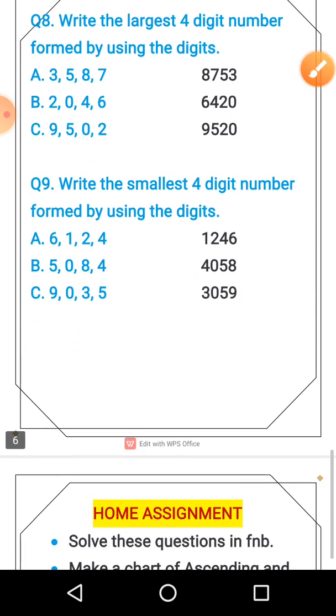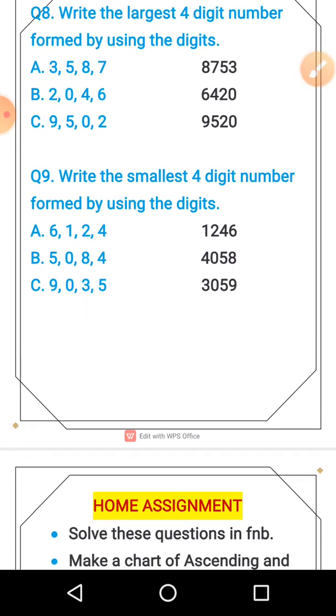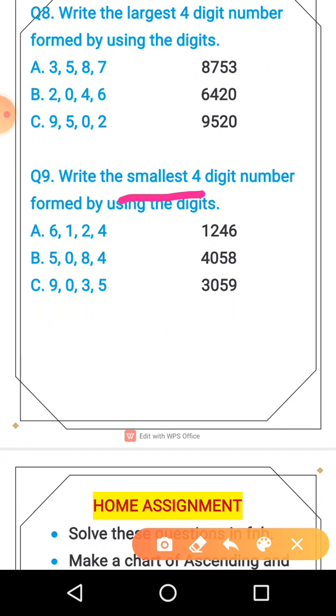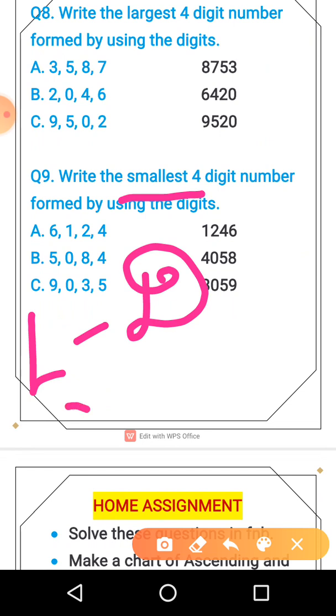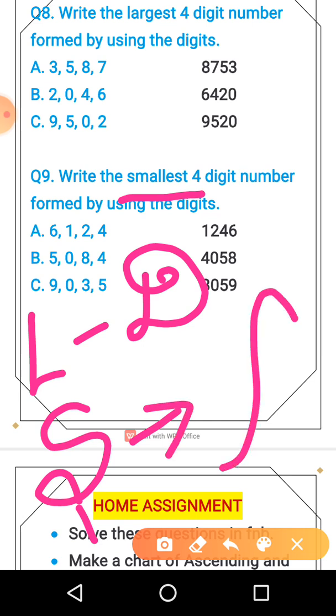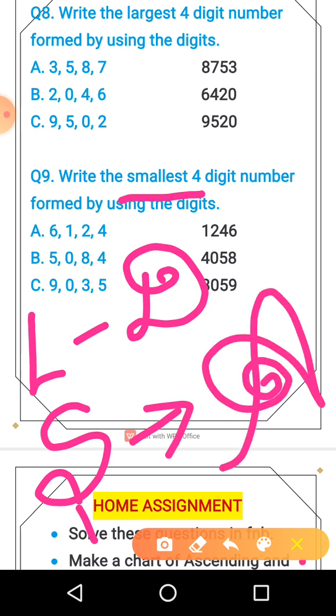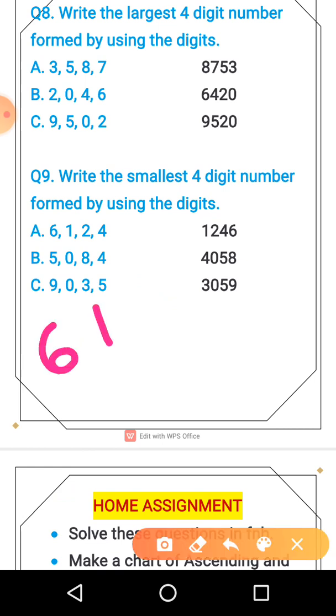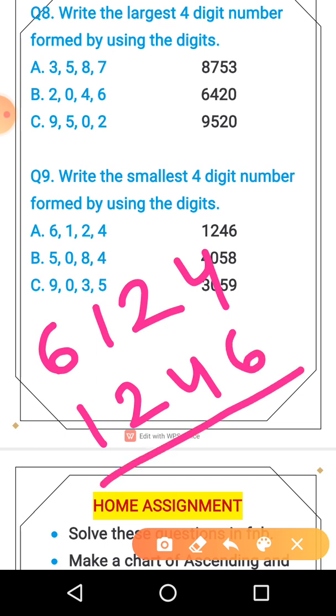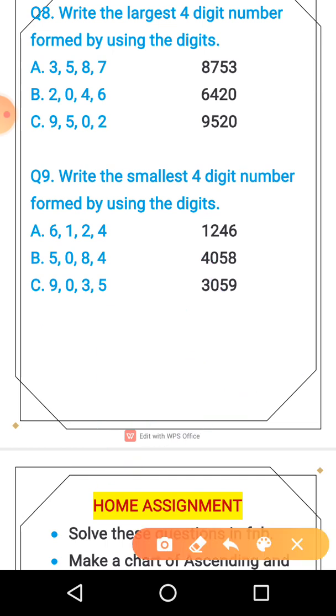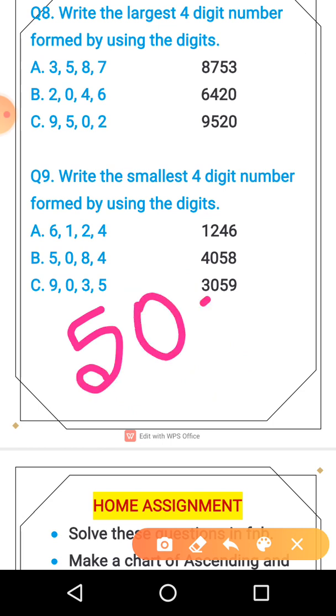Okay, next question is, write the smallest 4-digit number formed by using the digits. Means you have to create the smallest number. Like I told you, if you have to create the largest number, you have to put the numbers in descending order, and the opposite of this is that if you have to create the smallest number, then you have to arrange the digits in ascending order. So let's start with question A, that is the digits are 6124. If we arrange these digits in ascending order, then we have 1, 2, 4, 6. It means 1246. Next, B: in question number B we have 5084.